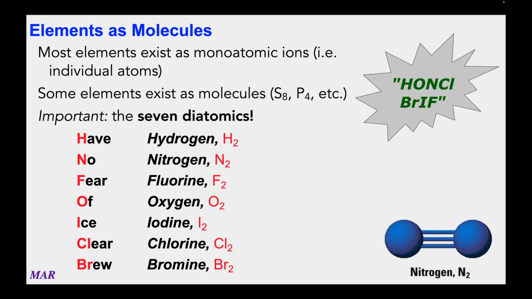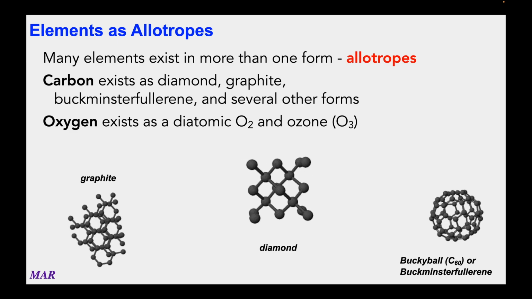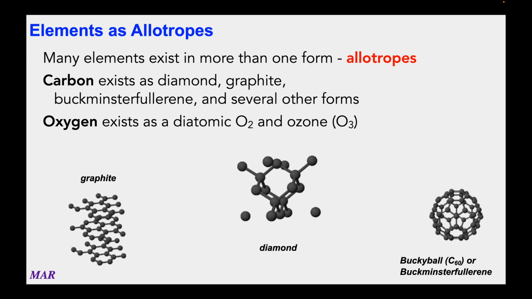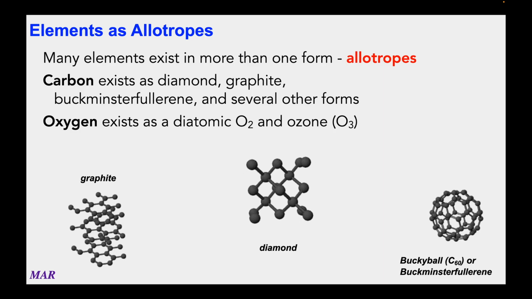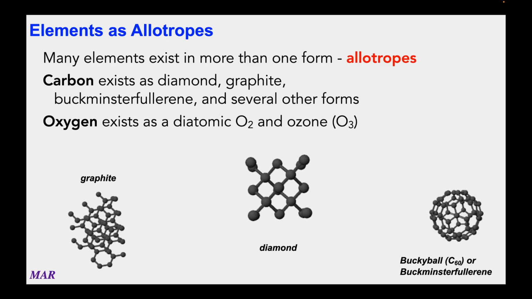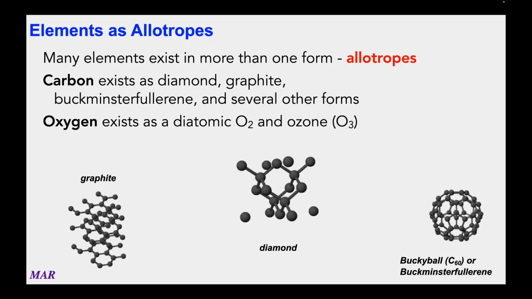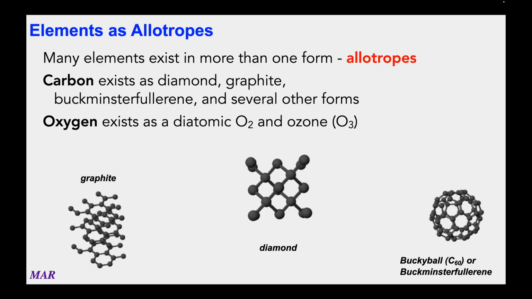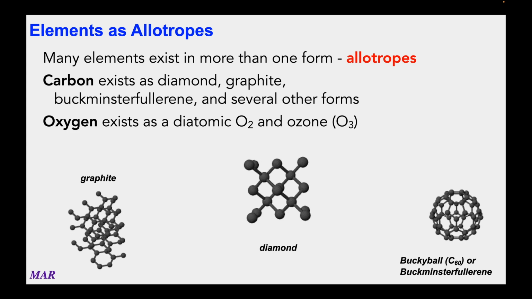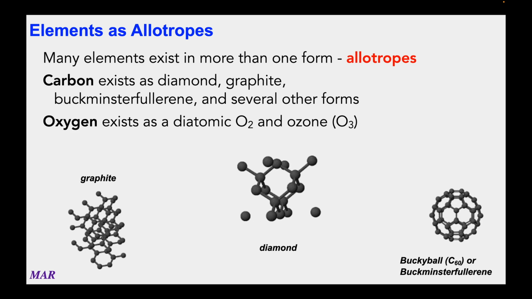So pretty important. An allotrope is when you have more than one version of an element, and many elements have this: carbon, oxygen, phosphorus, and a couple other ones. Not all of them do, but a lot of them do. Carbon's really important. Carbon is the basis of life. All of our DNA and our sugars and caffeine, all those kinds of things have carbon in them, and carbon has a lot of allotropes.